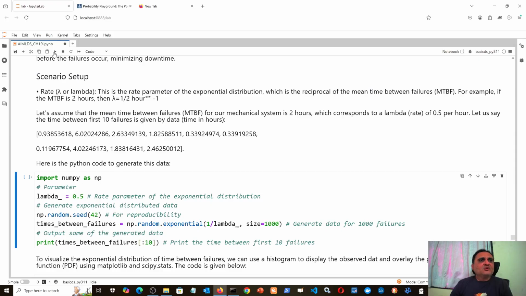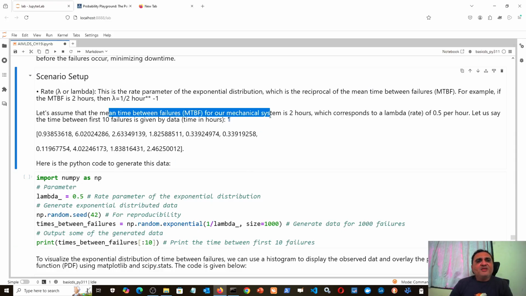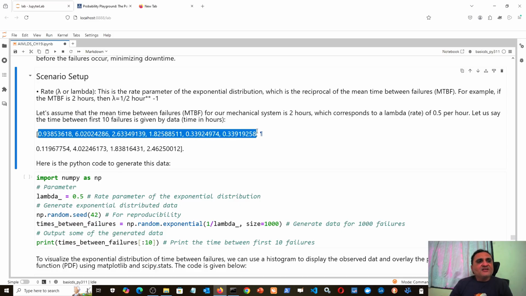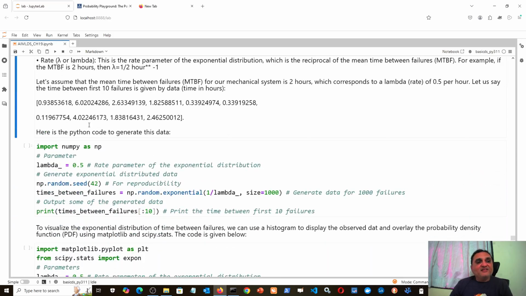Let us assume that MTBF is 2 hours. Mean time between failure is 2 hours, so lambda is 1 by 2, that is 0.5 per hour. Then the time between the first 10 failures is given by this data in hours. Suppose the first 10 failures have already occurred, and you are asked to predict when the next failure will occur. This is the time at which the first failure occurred, and the next time at which a failure occurred.